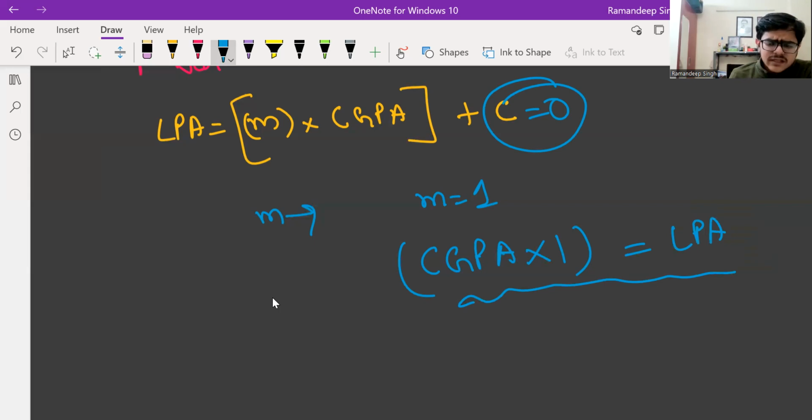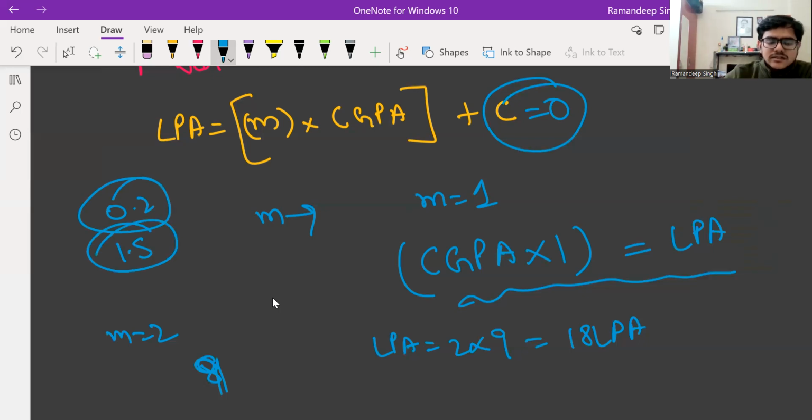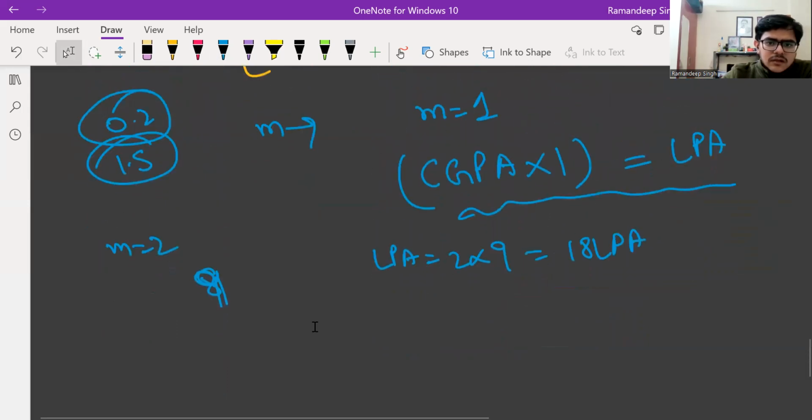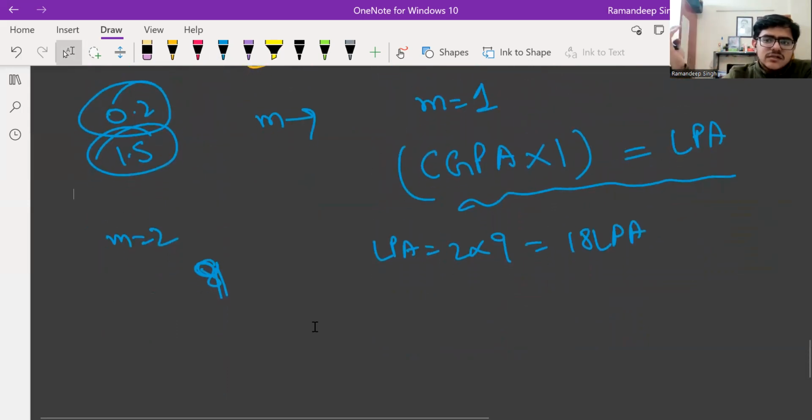If this m equals 2 and a student has got a CGPA of, let's say, 9, the package he will get is 2 multiplied by 9, that is 18 LPA. This is just a hypothetical figure. This m can be 1.5, 0.2, any number. This is the factor term, or the multiple on which the package will depend.